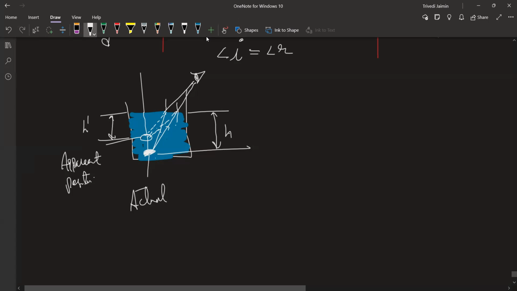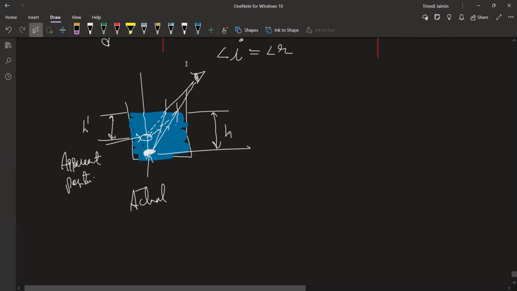Apparent position somewhere. This is your actual position. Actually it is here, but due to refraction and reflection both. Before yesterday we discussed, right, there will always be reflection and refraction together. So in this case it will show an apparent height, an apparent position.